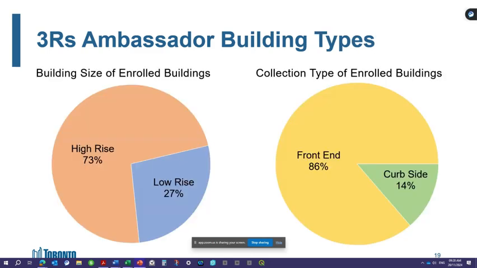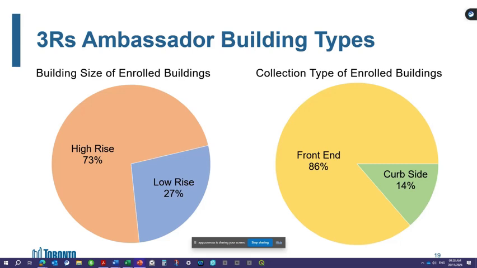For the 3R ambassador building types, we usually see a bigger size of buildings relative to other buildings that are on city service. Like I mentioned, it's a bit easier to implement the program in a larger building than a smaller building. And so part of this is that the people that stay in the program that we're able to continue to count are in the larger buildings. So almost 3/4 is in larger high-rise buildings, and the definition there is 7 or more floors. And then in terms of the collection type, most of them are on front-end collection, again associated with the larger buildings, but we do have 14% of the ambassador buildings that are receiving curbside collection.